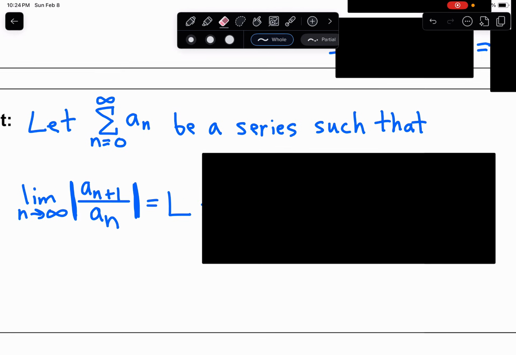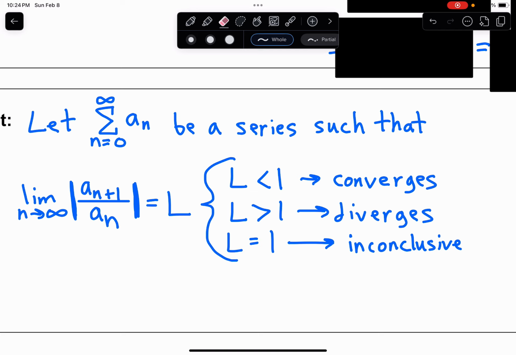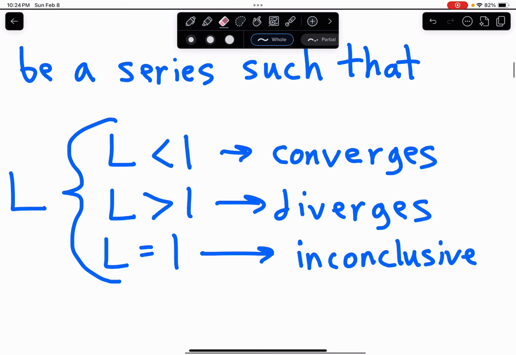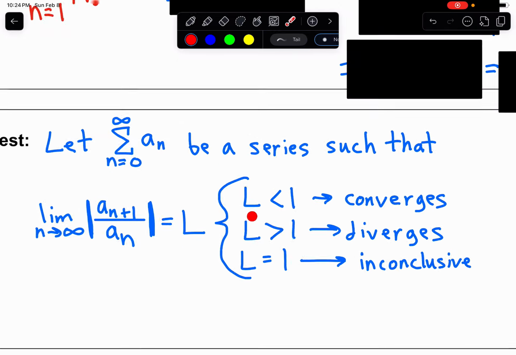However, based on what that limit is, and you're going to notice it's an absolute value, so we're just dealing with a positive answer here. If that limit value is less than 1, just like with the common ratio in a geometric series, the series will converge. If L is bigger than 1, the series will diverge, and if L equals 1, it is inconclusive. We'll come back to this idea later on.